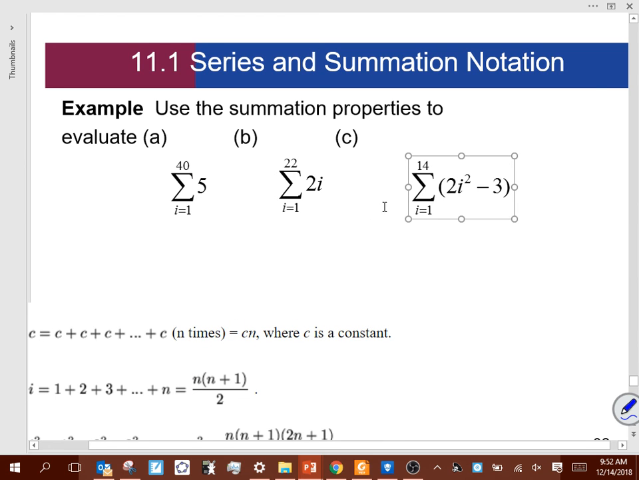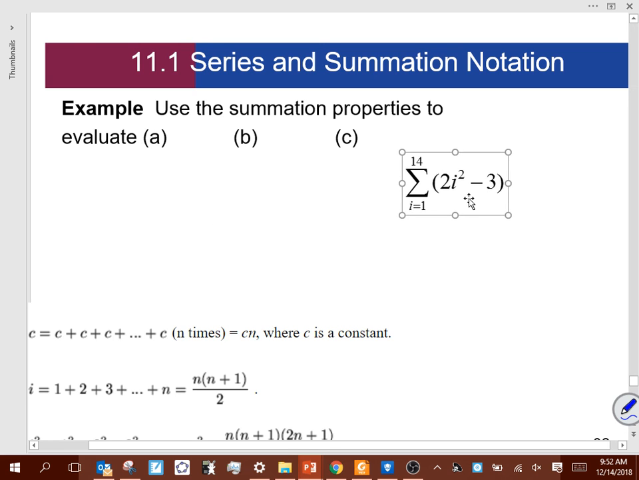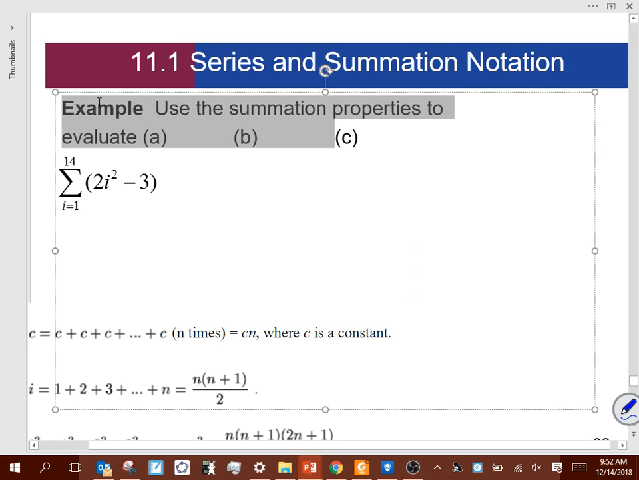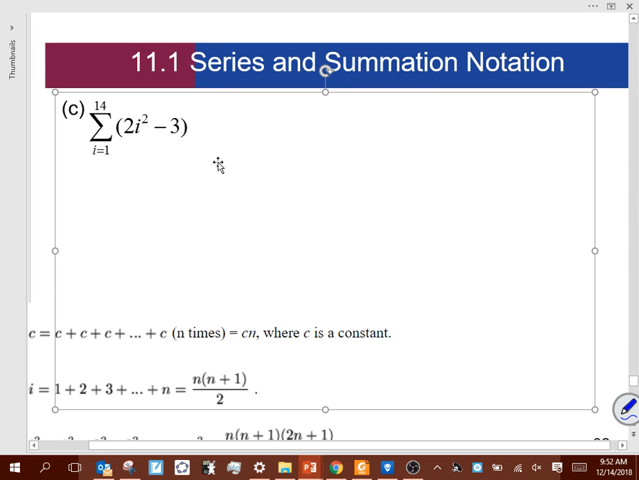So if I was going to be targeting that summation right there, you have 2 options. You can say, well, if i equals 1, the first object would be 2 times 1 squared minus 3. And then when i is 2, we can go 2 times 2 squared minus 3. And then when i is 3, it'd be 2 times 3 squared minus 3. And I can do that 14 times, right? Is that going to be a pain in the butt? Yes. So let's do this.